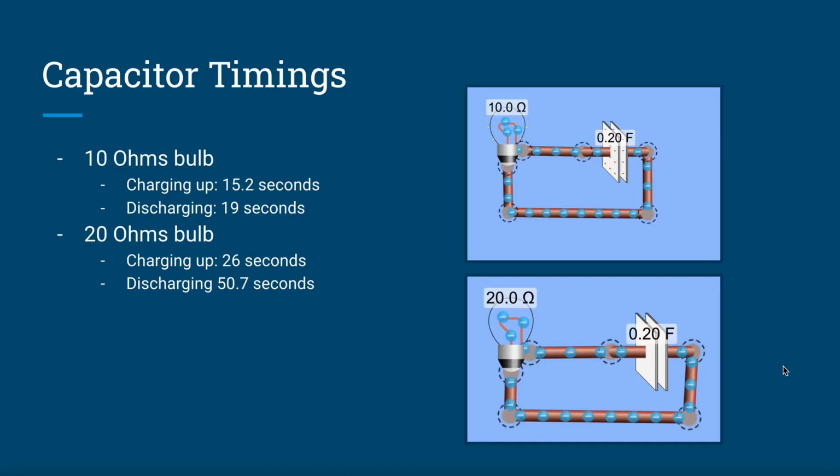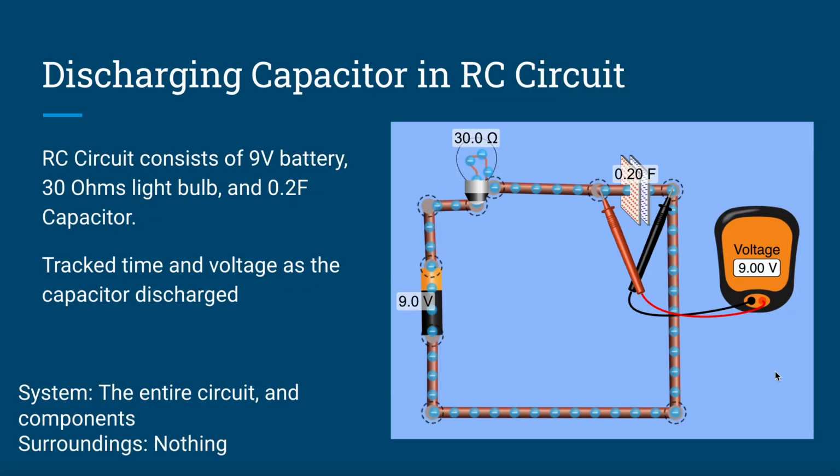So here are the timings of the charging and discharging. For a 10 ohm light bulb, charging takes 15.2 seconds, and then discharging takes 19 seconds. For a 20 ohm light bulb, charging takes 26 seconds, and then discharging takes 50.7 seconds. And here are the pictures of both the discharging circuits.